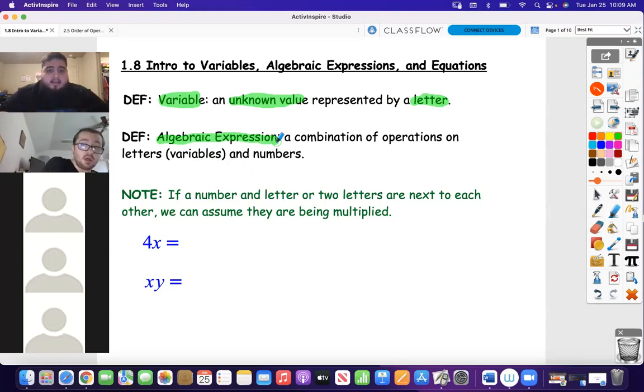So last class, we did regular expressions. So regular expressions, or just an expression itself, is just numbers that have a combination of different operations, like plus, minus, division, multiplication. Algebraic expression, the difference from a regular expression to algebraic expression, now there's variables involved, letters and numbers. And we're going to be seeing that in today's lecture.